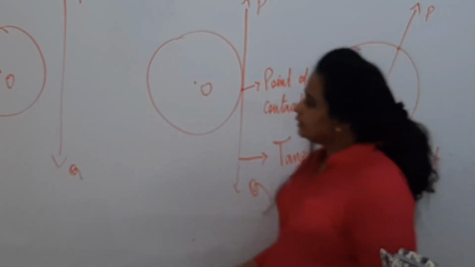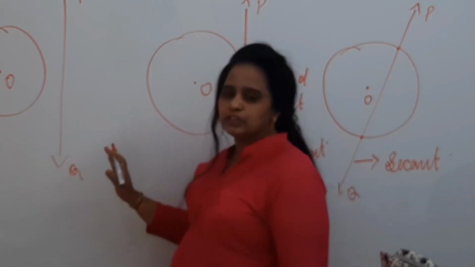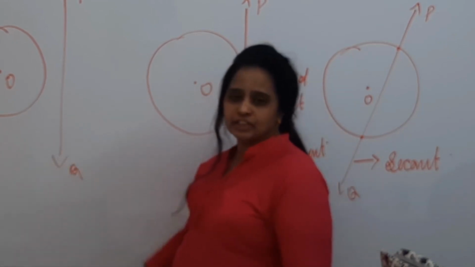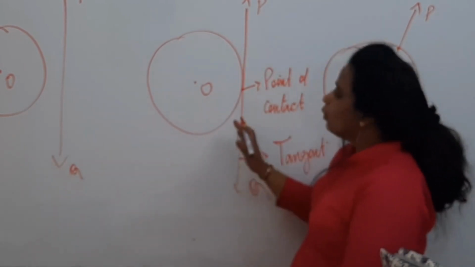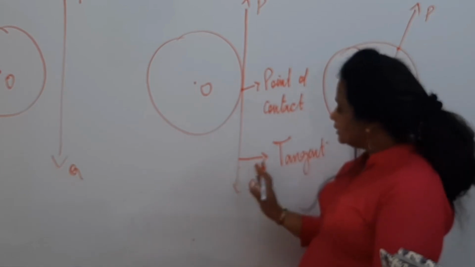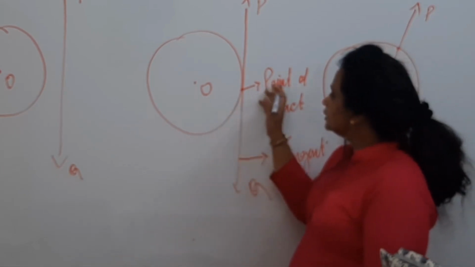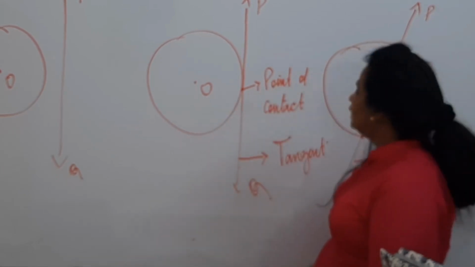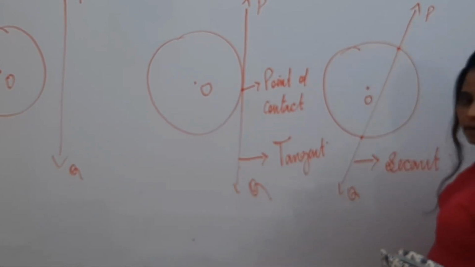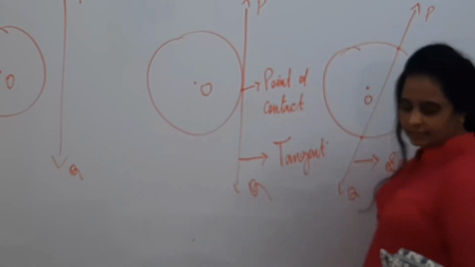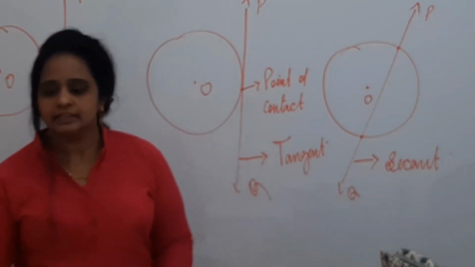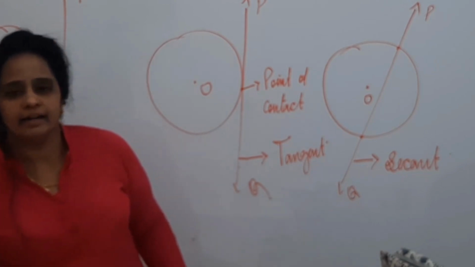So we say there are 3 possibilities between a circle and a line. The first possibility, no relation. The second possibility, one single point common for both the circle and the line. That line is said to be a tangent and the point is said to be the point of contact. And the third possibility, the line and the circle have 2 points in common. That line is said to be a secant. Now, you must have understood the relation between the circle and a line.